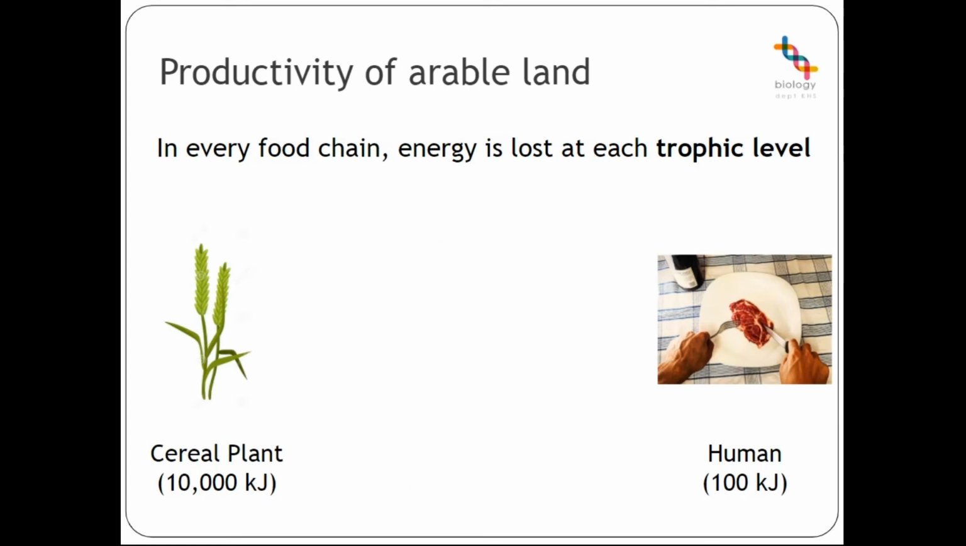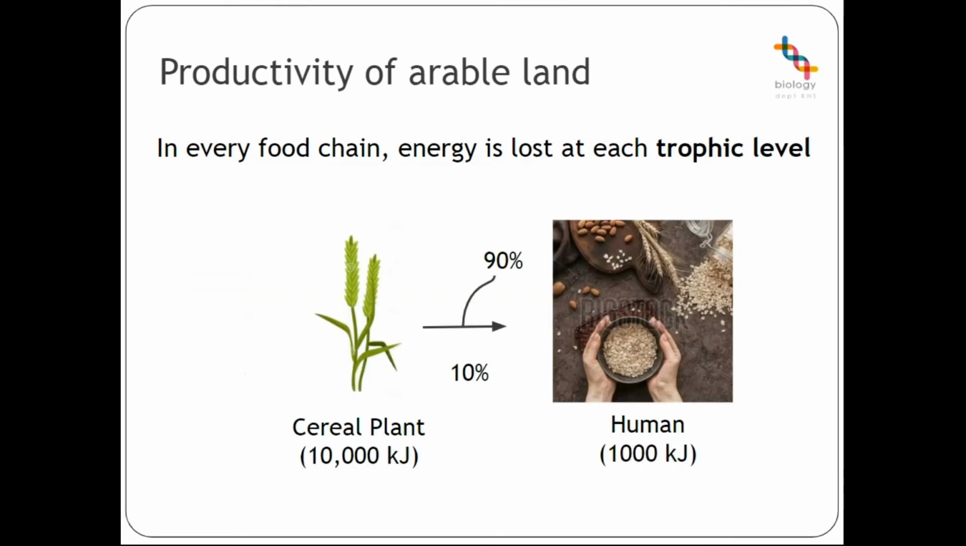On the other hand though, if we have the human consuming the cereal plant directly, we're getting 1,000 kilojoules of energy from the same crop. So shortening the food chain provides more energy available, and we're able to keep a greater quantity of energy within that food.